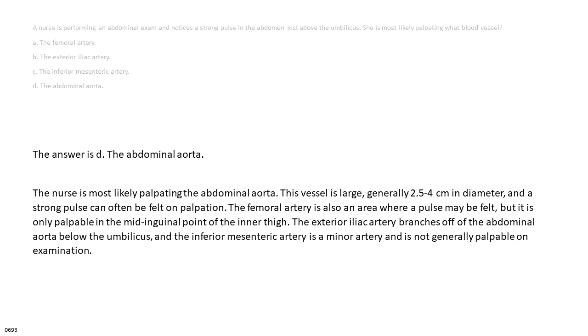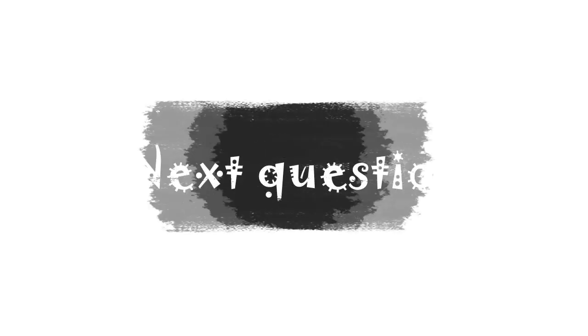The exterior iliac artery branches off of the abdominal aorta below the umbilicus, and the inferior mesenteric artery is a minor artery and is not generally palpable on examination.